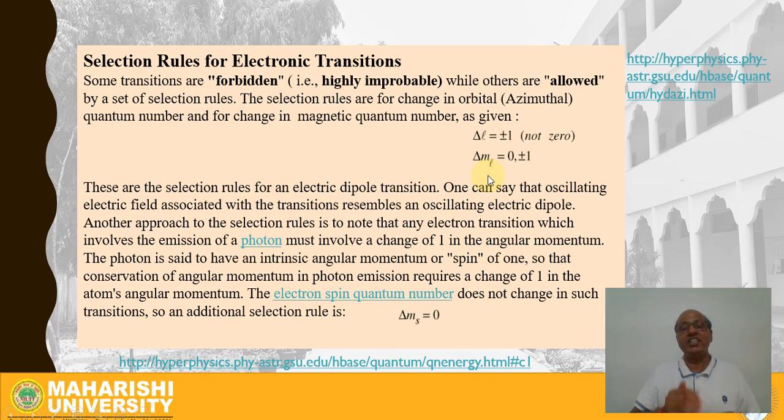Similarly, another rule is about the change in the magnetic quantum number, that is delta ml. This delta ml will have three directions x, y, z, so it will have three possible values, 0, plus 1 or minus 1. That means any transition has to follow first this rule and then this rule. But these two are not sufficient. There is a third rule also, which we will come to.